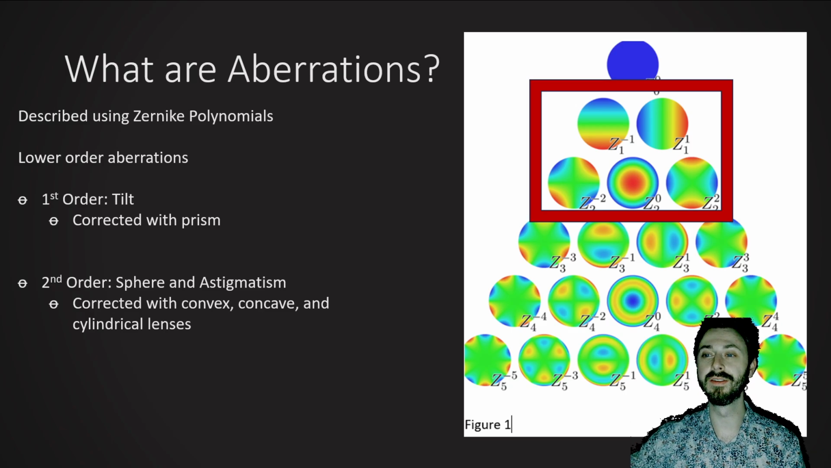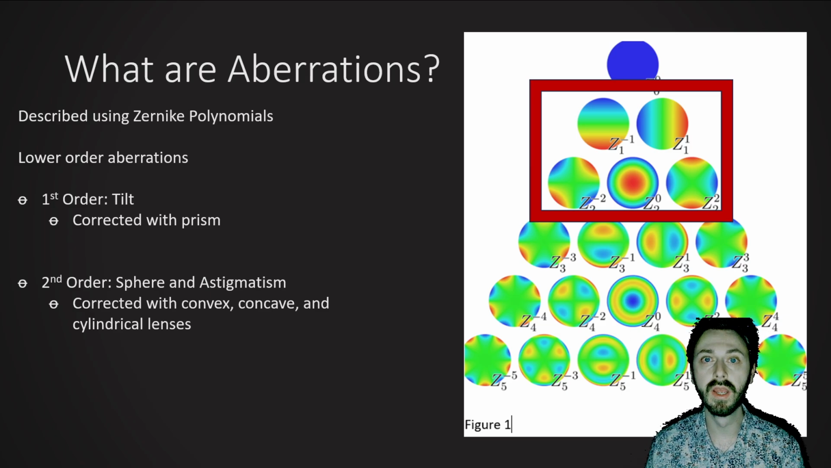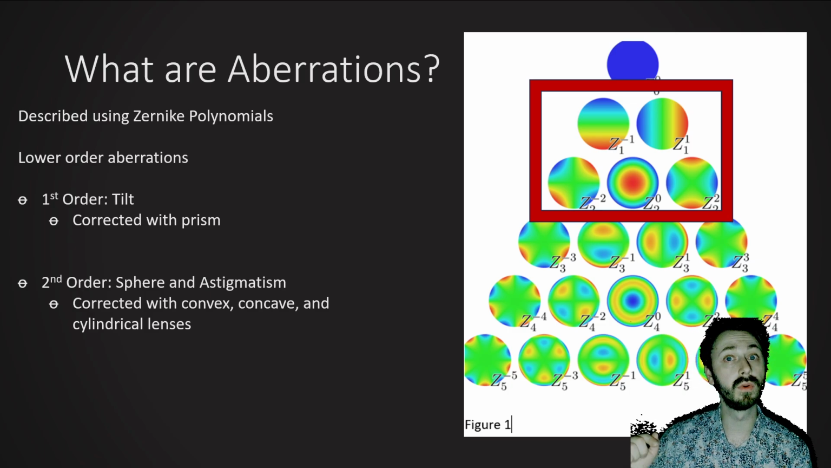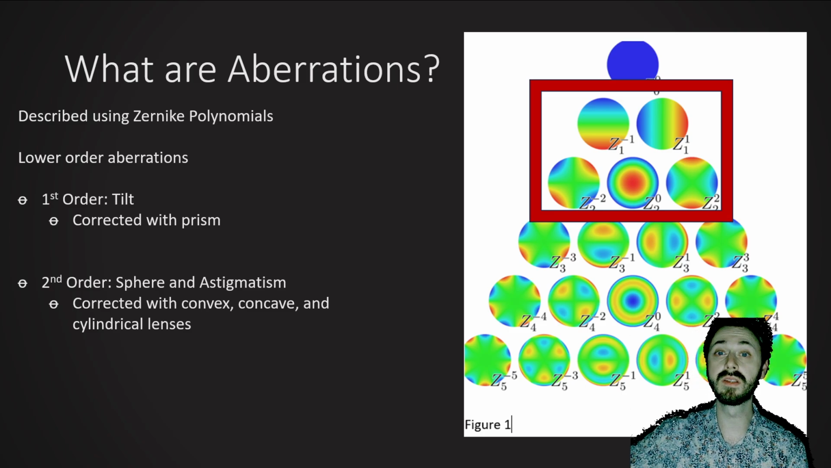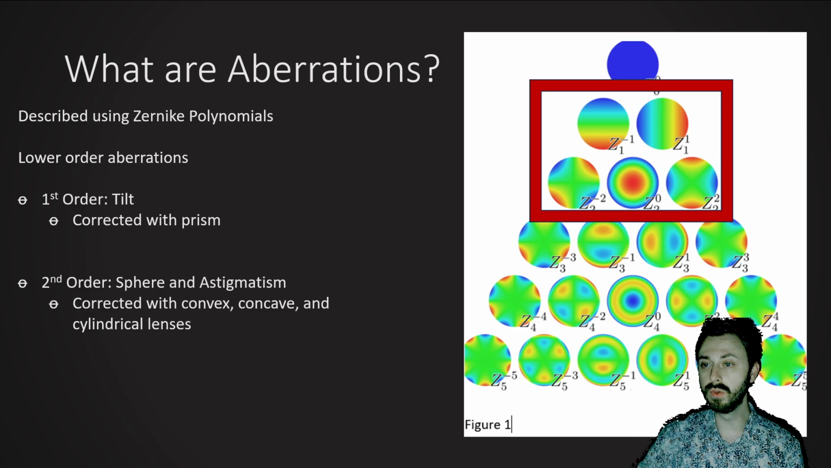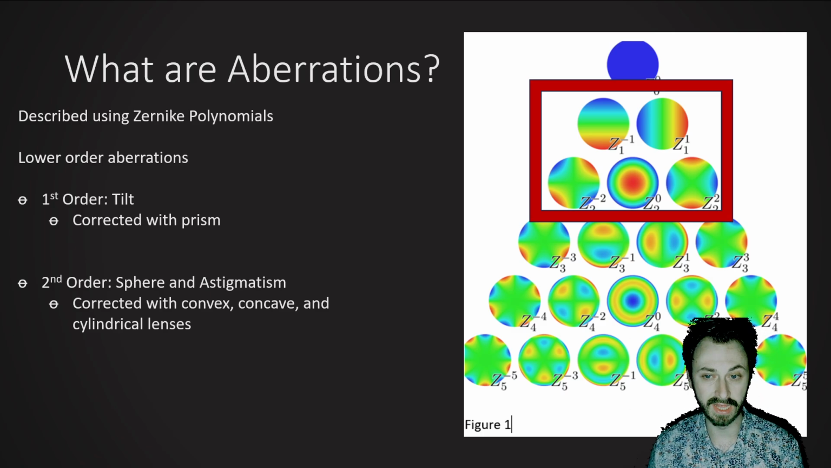Tilt is unique in that it actually doesn't describe the spreading out of a point of light. It's merely an altering of the destination of that point of light. So if we expect a point of light to go through an optic system and be imaged at a specific point, that dot will be displaced in some direction due to tilt. We correct this all the time just using prism in our contact lenses or our glasses.